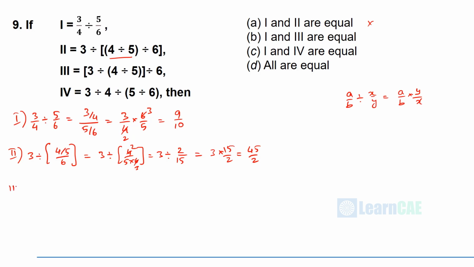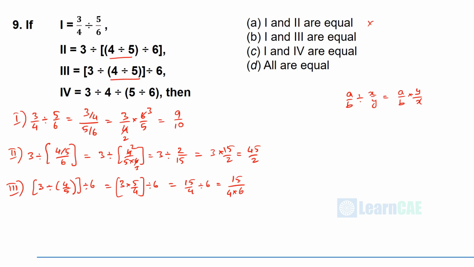Next, third one. Here you have to solve the terms which are inside the brackets first. 3 divided by 4 by 5 divided by 6. First you have to solve the term inside the bracket. This is 3 into 5 by 4 divided by 6. This is equal to 15 by 4 divided by 6.